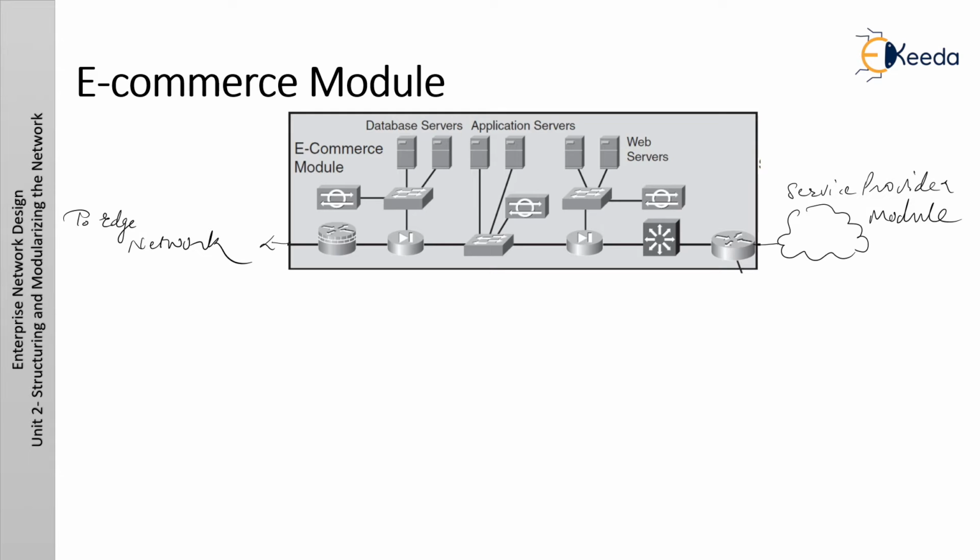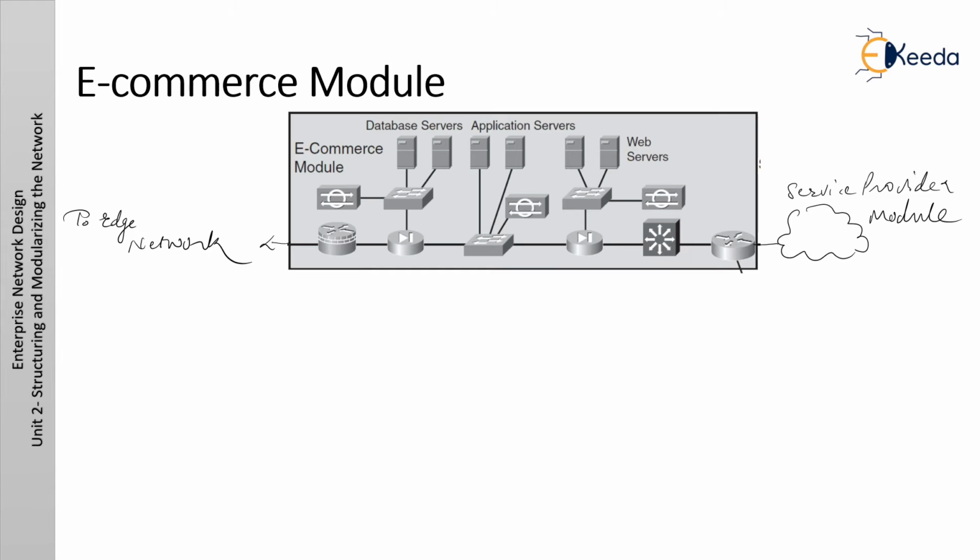The optional edge distribution module aggregates the connectivity from the various elements at the enterprise edge and routes the traffic into the campus core layer. In addition, the edge distribution module acts as the boundary between the enterprise campus and the enterprise edge and is the last line of defense against external attack. Its structure is similar to that of the building distribution layer.